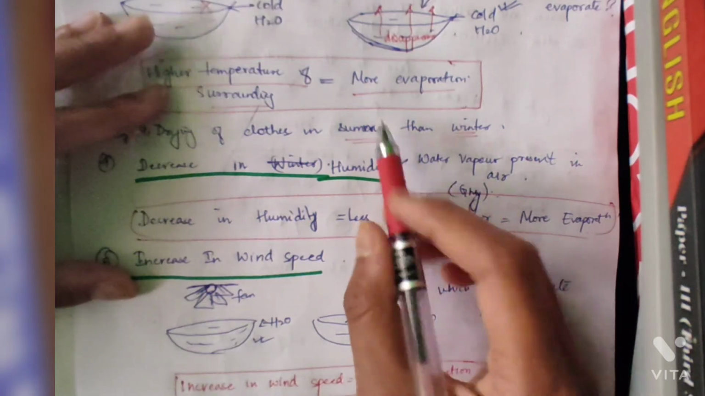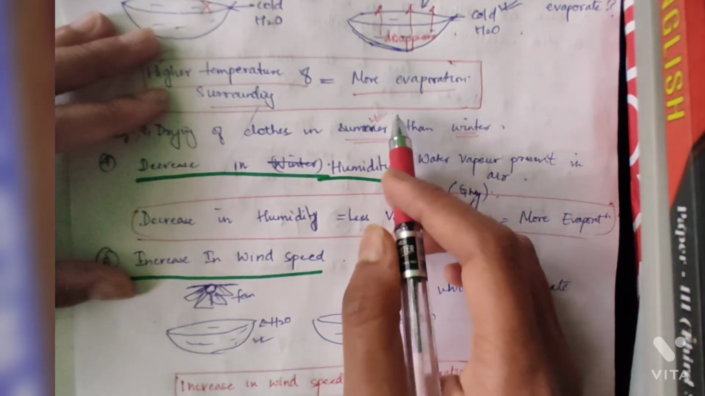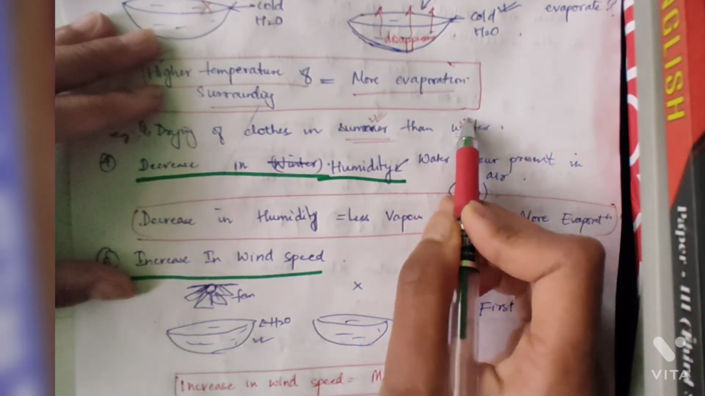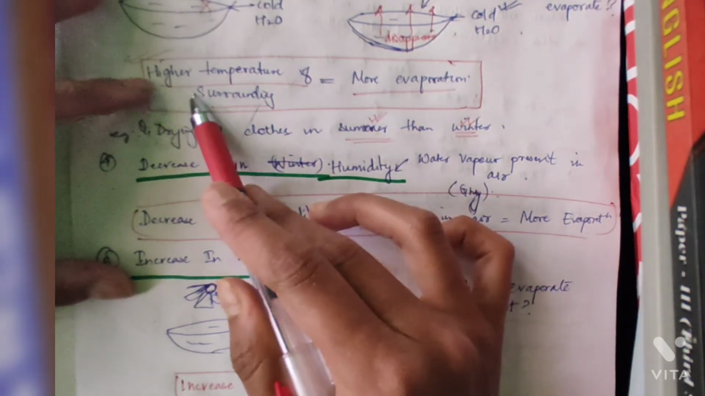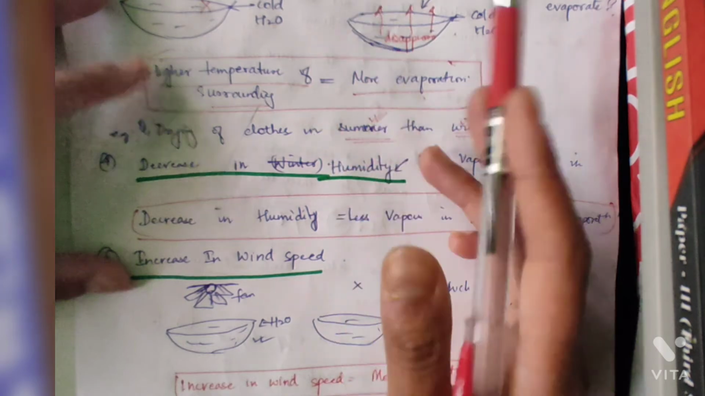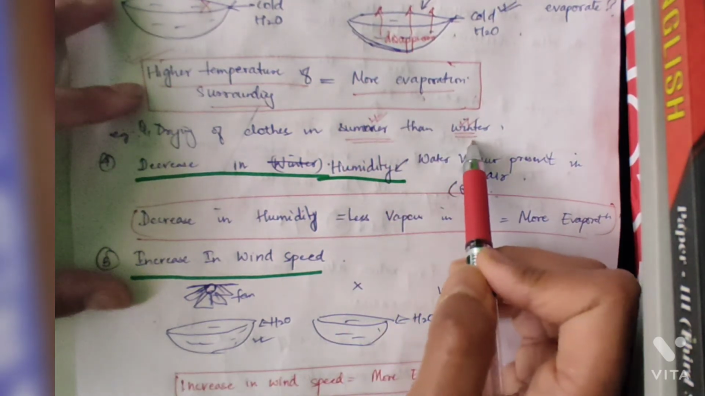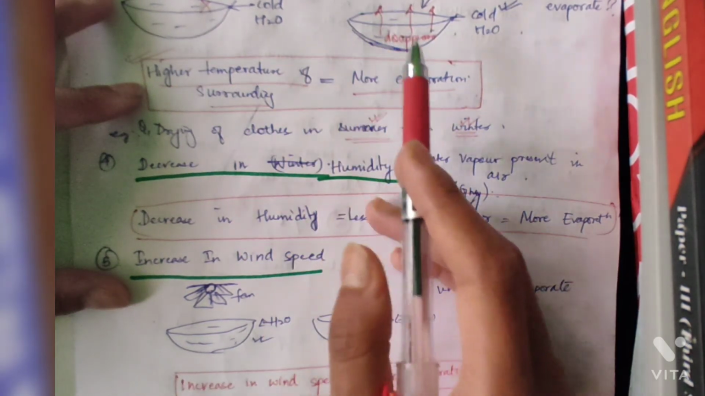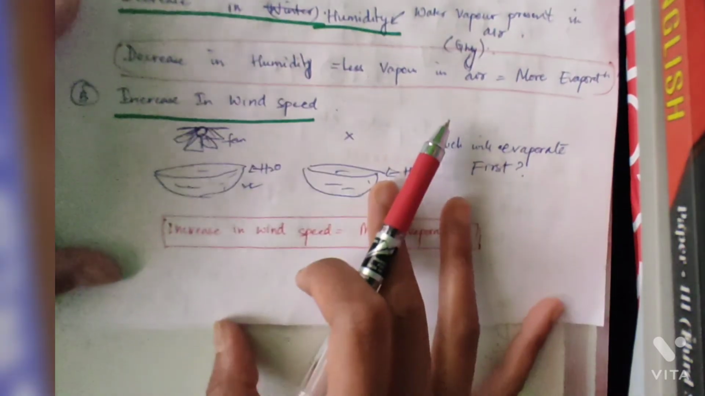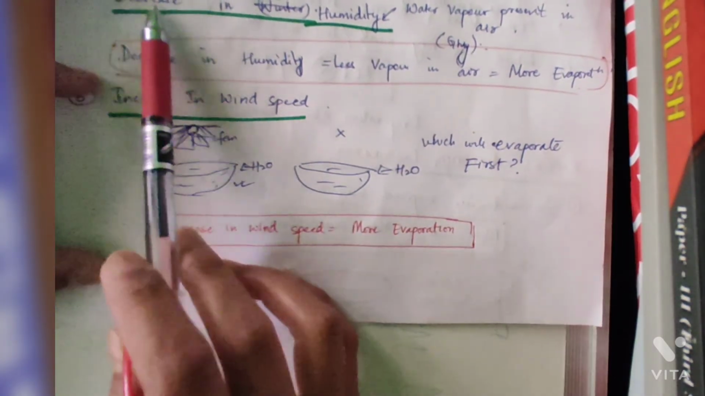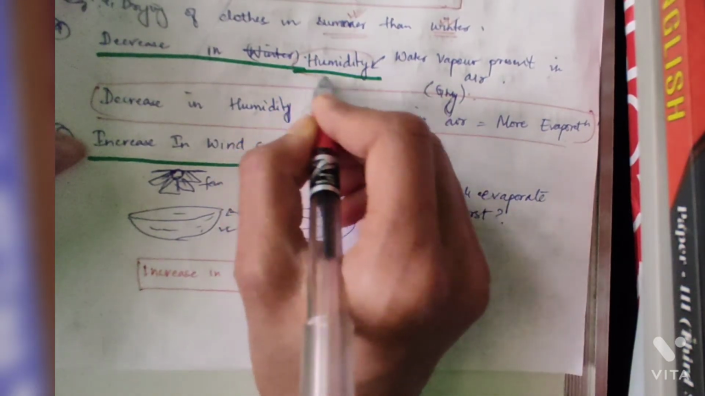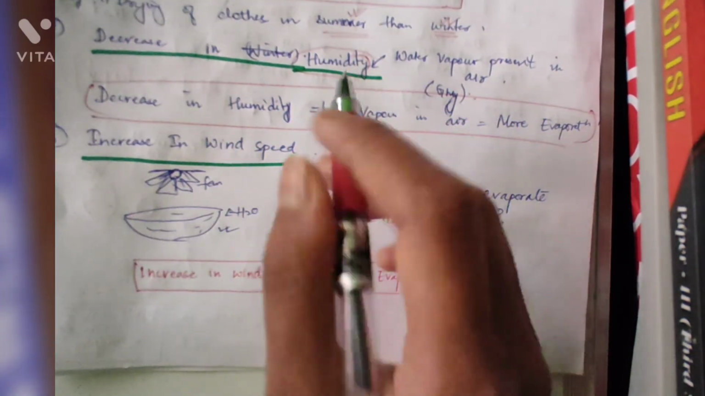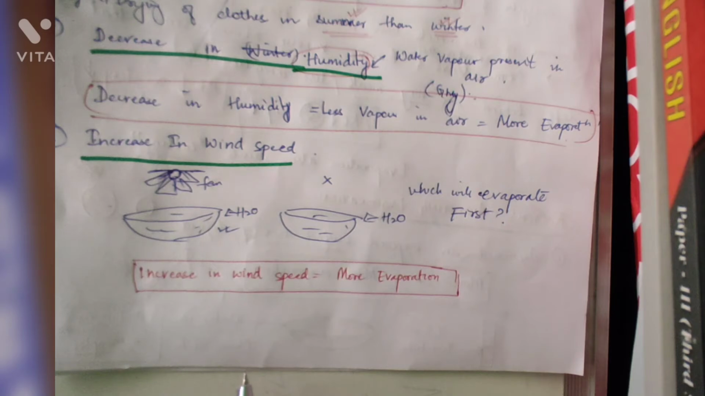Obviously, when you dry your clothes in summer, what will happen? They will dry first as compared to winter, right? Because when it is summer, the temperature is higher, so there is more evaporation from the clothes, and clothes will dry fast. However, in winter, there will be lesser temperature and lesser evaporation. Okay, next we will discuss decrease in humidity. So here we will discuss what is humidity. Humidity is the water vapor present in the air. How do you know that a place is humid?